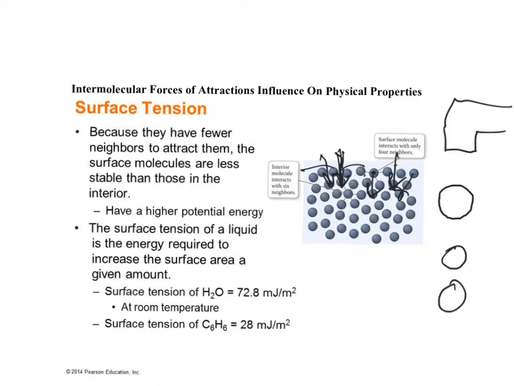So the energy it would take to increase this surface area is called the surface tension. And we can measure that by looking at how much energy that is. In this case, we have 72.8 millijoules. Remember, a joule is a measure of energy. Milli is 1/1000th of a joule, divided by the area in square meters. So this says that it would take this many millijoules to increase the surface area by 1 square meter.